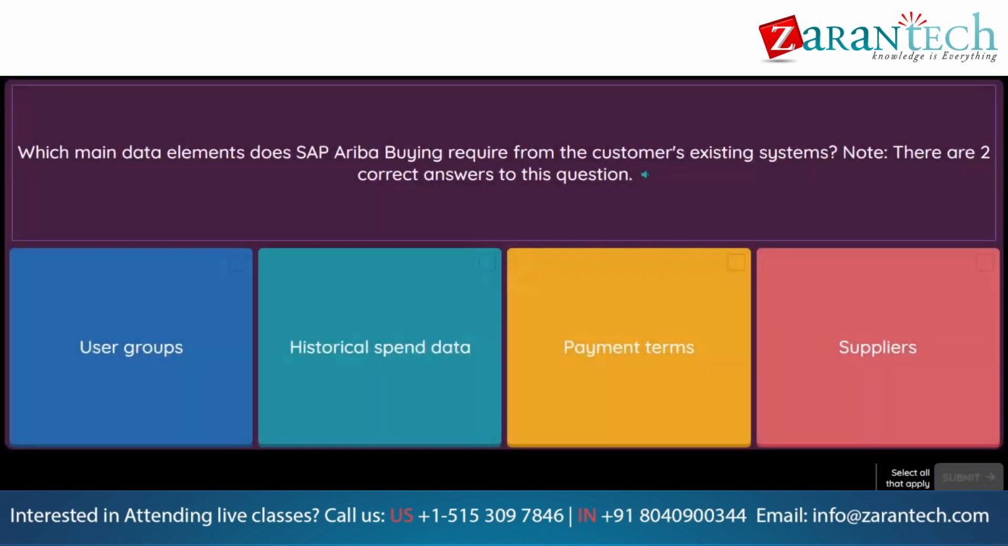Question: which main data elements does SAP Ariba buying require from the customer's existing systems? Note: there are two correct answers to this question. Option 1: user groups. Option 2: historical spend data. Option 3: payment terms. Option 4: suppliers.